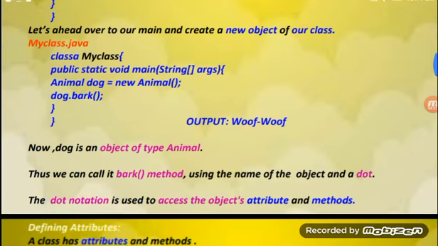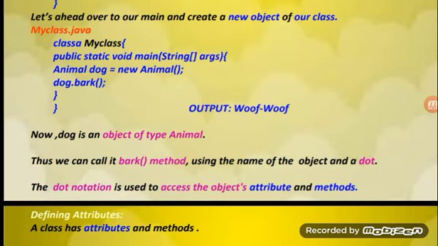Now dog is an object of type Animal. Thus we can call the bark method using the name of the object and a dot. Bark is a method, used with the name of the object and a dot. The dot notation is used to access the object's attributes and methods. Whenever we use the dot notation, it accesses the object, whether you take dog or any other object, and then you access that object's attributes and methods.